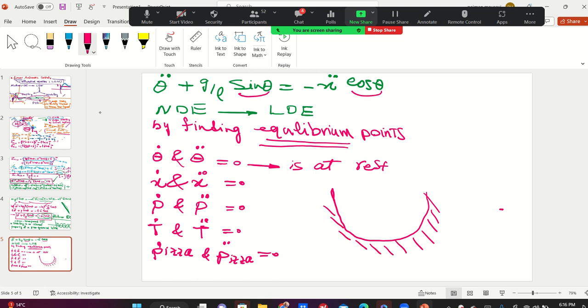This is a ball, and if I put just a sphere here, exactly here, what's going to happen? If I don't apply any force, it's going to remain there forever, right? Yes? So this is the equilibrium point of the system. Exactly here.